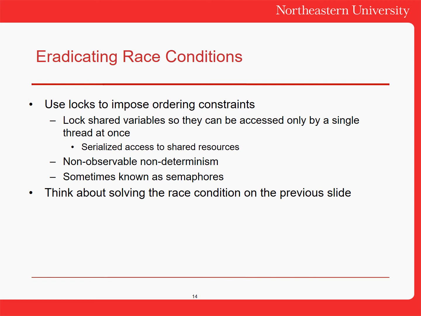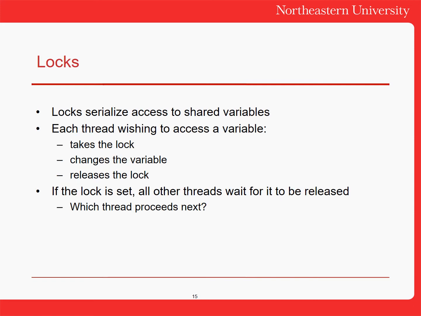These locks are often known as semaphores. There's different names for them, but they're essentially locks and that can be used to solve race conditions. So they essentially serialize access to shared variables. Every thread grabs the lock before it accesses the shared variable, it makes its changes and releases the lock. As soon as the lock is released, any thread which is waiting for the lock can then be scheduled to make its change to the shared variable.